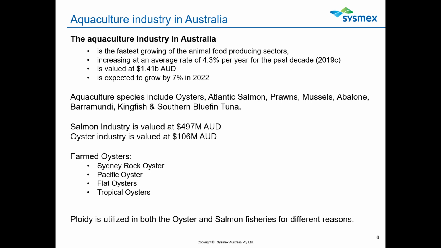The farmed oysters in Australia are the Sydney rock oyster and the Pacific oysters, and they make up 90% of what's farmed, and then there's a few flat oysters and tropical oysters that are farmed as well. Now, the reason I list the salmon and oyster industry is because these are the only two that currently use Ploidy in their operations. And the Ploidy measurements are used for different reasons in these industries, which I'll discuss shortly.